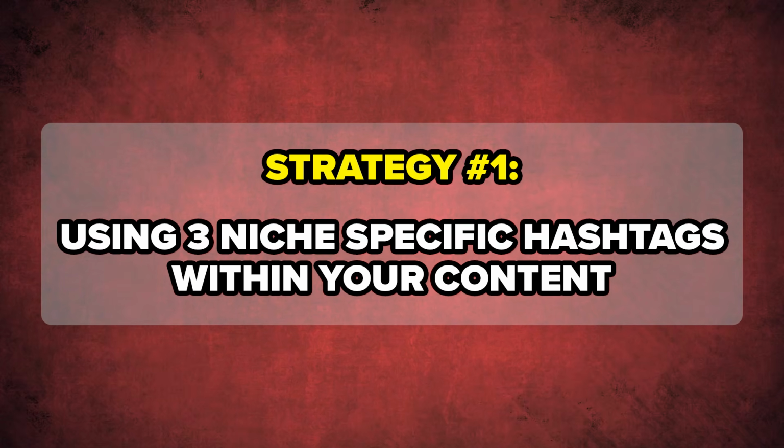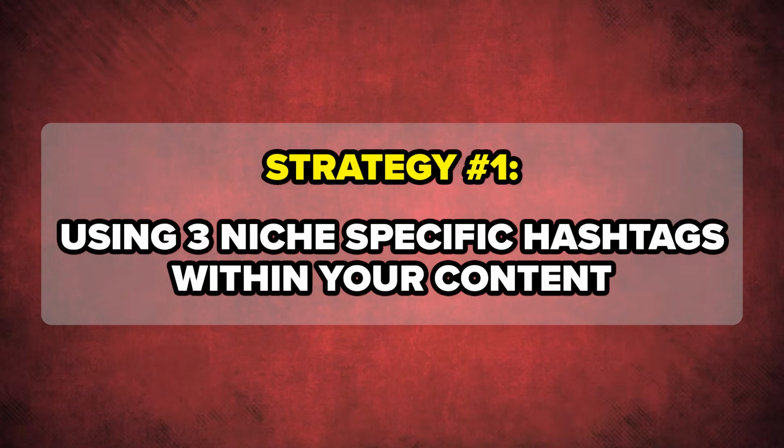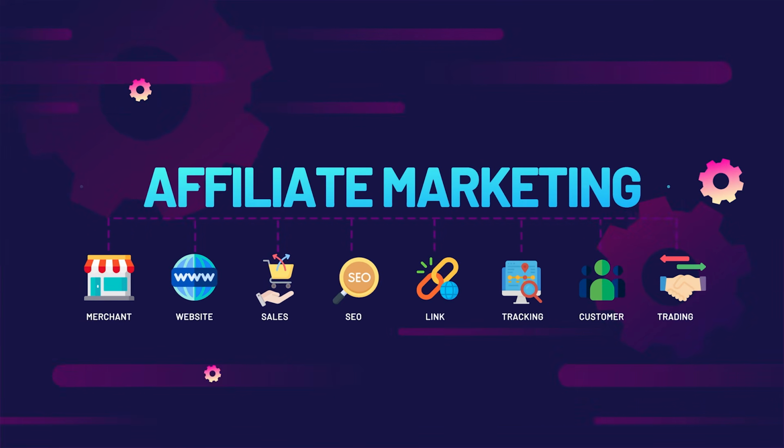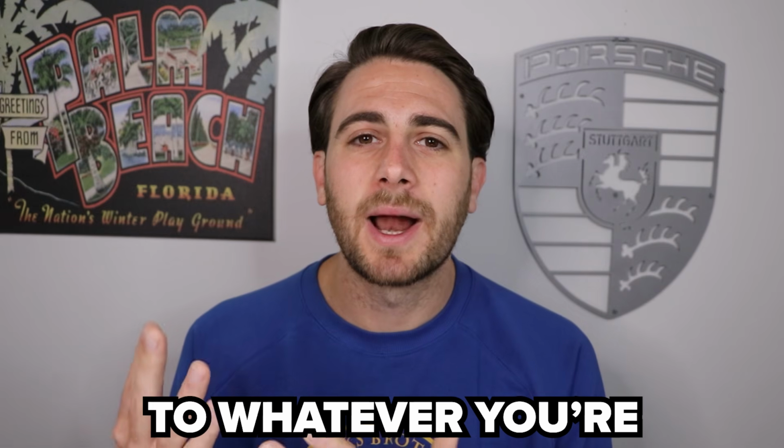Strategy number 1 is going to be using 3 niche specific hashtags. Now I need you to understand a few things about these. First and foremost, niche specific hashtags are going to be things that are relevant to whatever you're posting about. So if you're making a video about affiliate marketing, it's going to be things like hashtag affiliate marketing or hashtag Pinterest affiliate marketing if you're making a video about Pinterest. These are going to be the things that are hyper relevant to whatever you are actually posting about.